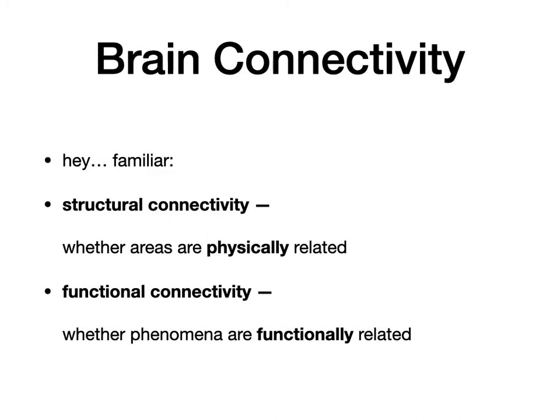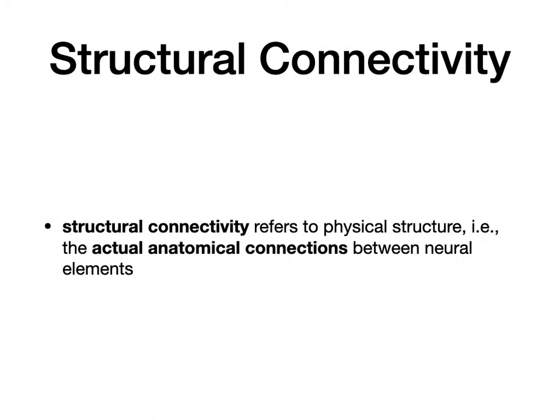Versus how are they functionally connected? Just because something is wired up together doesn't mean they're necessarily always going to be active doing the same tasks and achieving the same things. So structural connectivity is the physical structure. How do the anatomical connections between neural elements fit together? So, let's give my honking voice a break, and we'll watch a little video about structural connectivity.